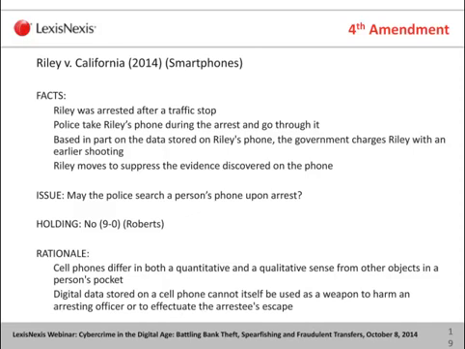9-0. This is an opinion written by Chief Justice Roberts, and he said that unlike other things you find in someone's pocket, the cell phone is both quantitatively and qualitatively different. There's a difference, all right? As we probably all see, it seems very obvious to us. And he went on to talk about how the digital data stored in a cell phone cannot itself be used as a weapon to harm an arresting officer or to effectuate the arrestee's escape.